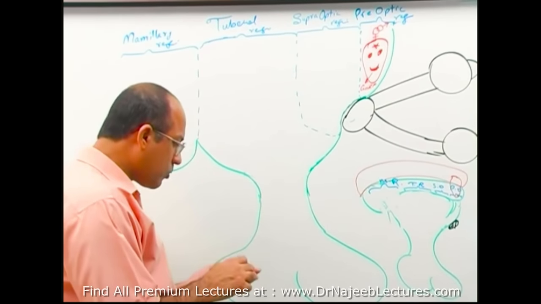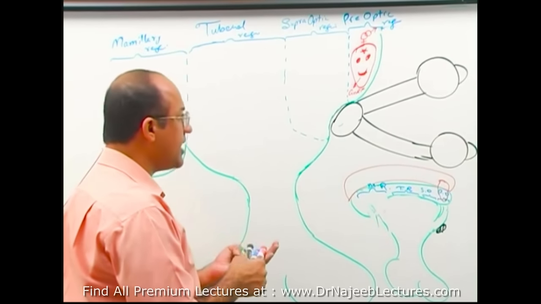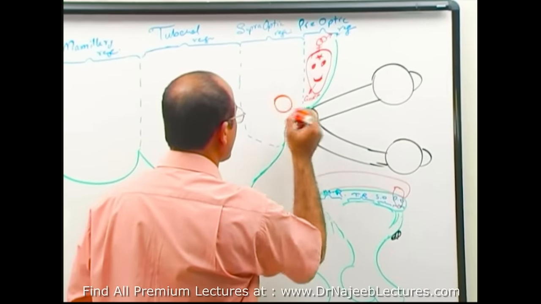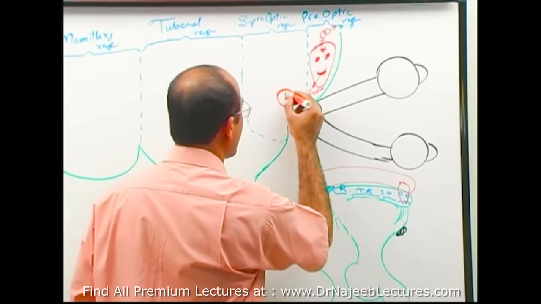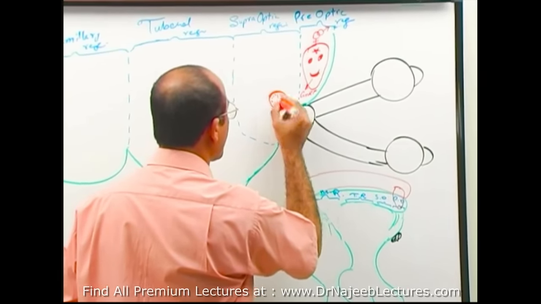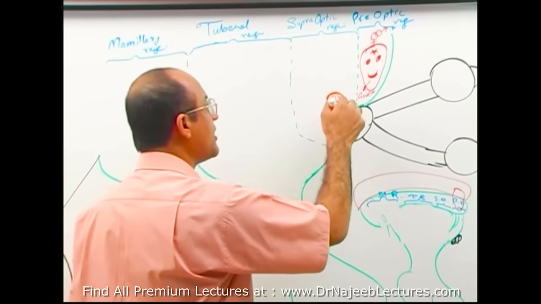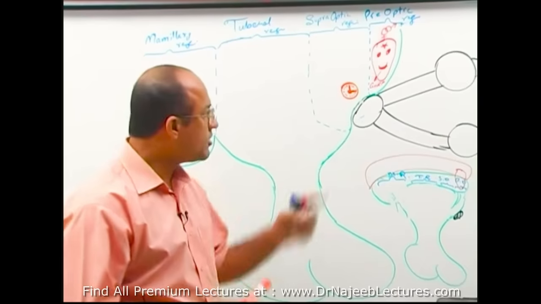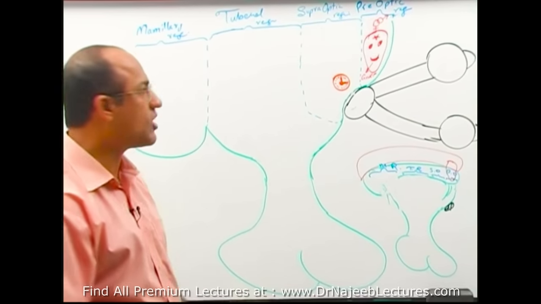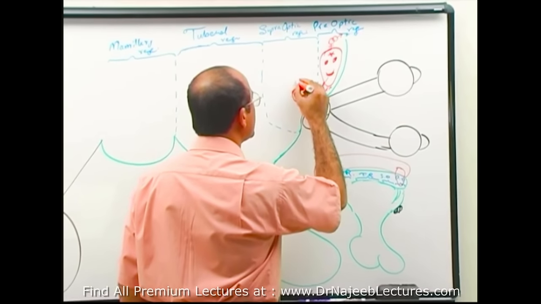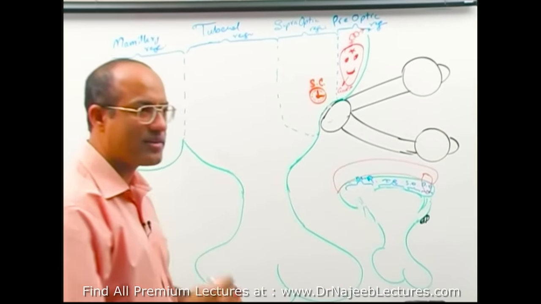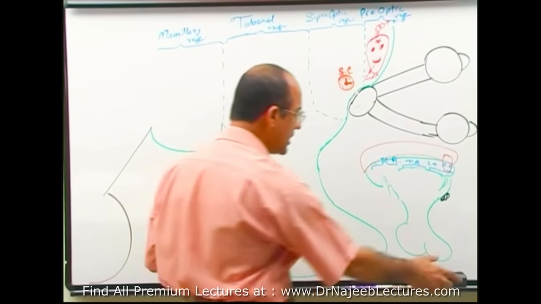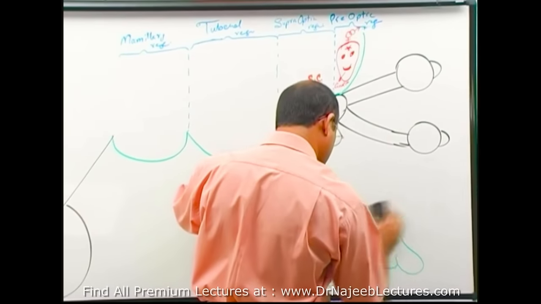Now we come to the supraoptic region. In the supraoptic region, there are multiple nuclei. One nucleus I will make here, and this nucleus looks like a clock. This nucleus is just above the chiasma, so it is also called the suprachiasmatic nucleus. Who will tell me the function of the suprachiasmatic nucleus and its connections? Who is going to tell me about it?